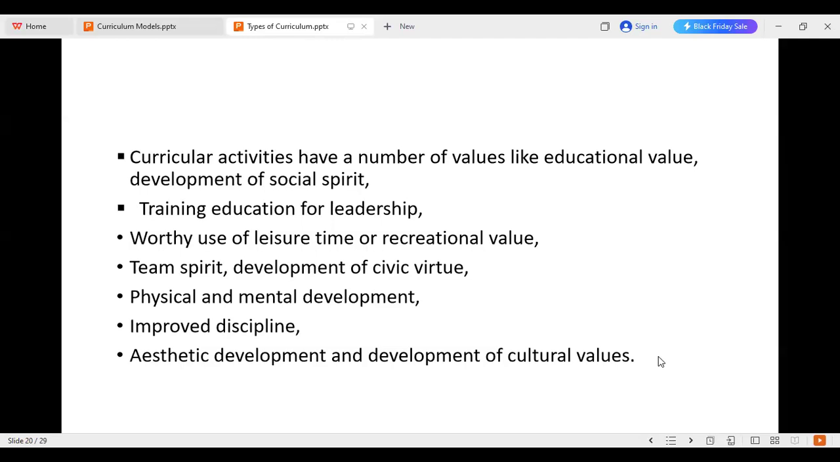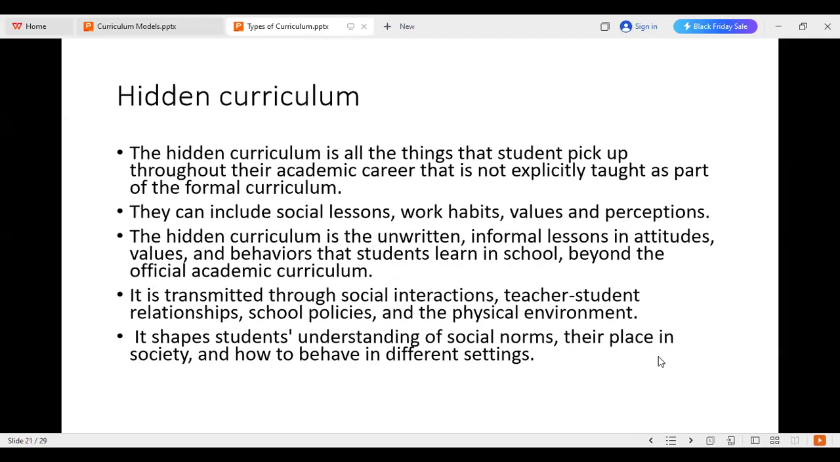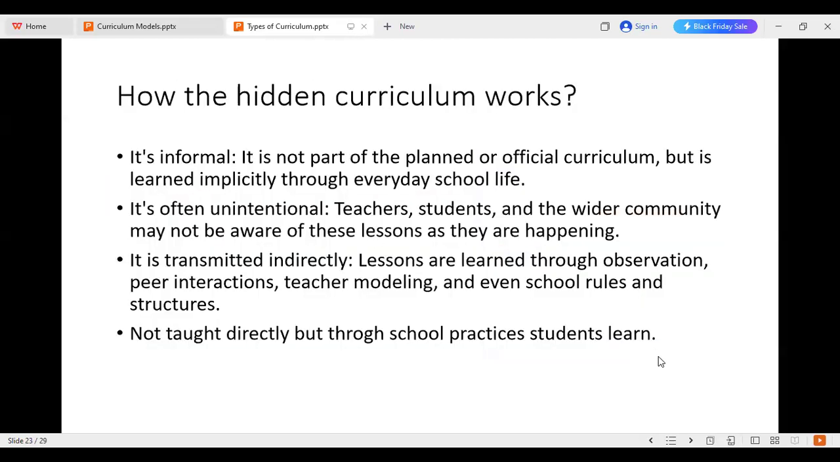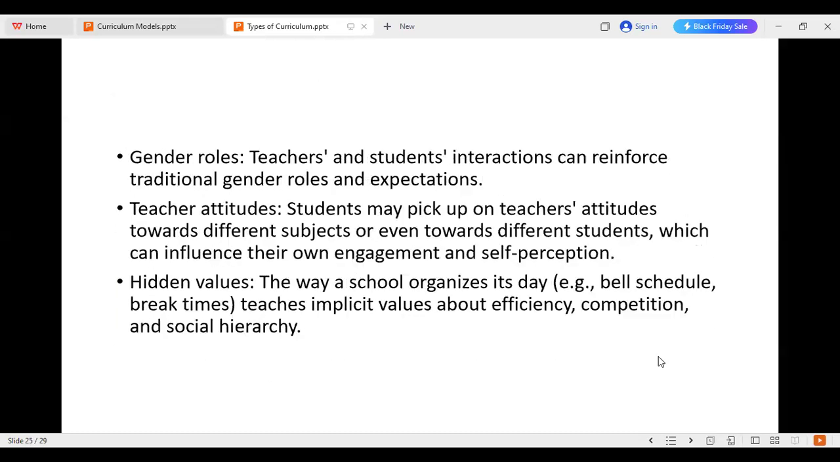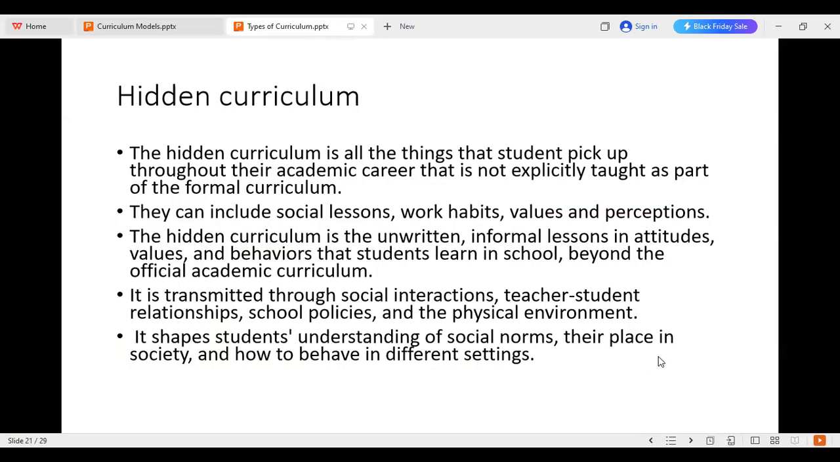Some ideas are repeated, right? That's all on co-curricular activities. We have nearly 4 minutes. We'll see how many slides there are, only a few. No, we can see only the hidden curriculum.